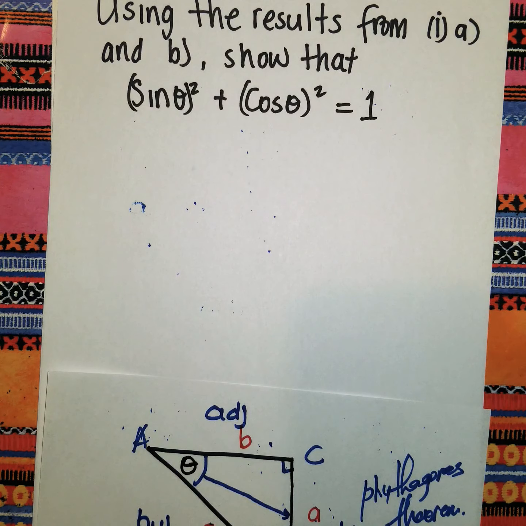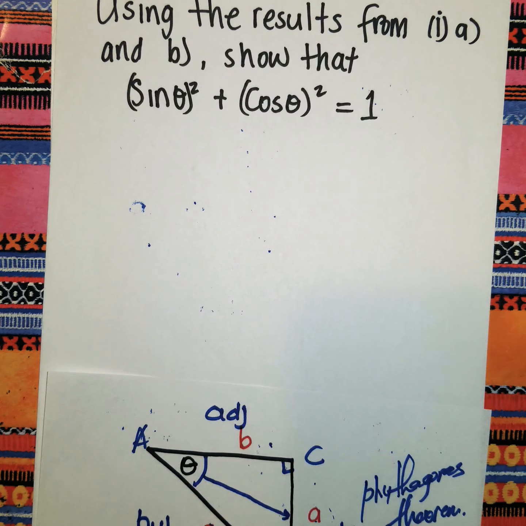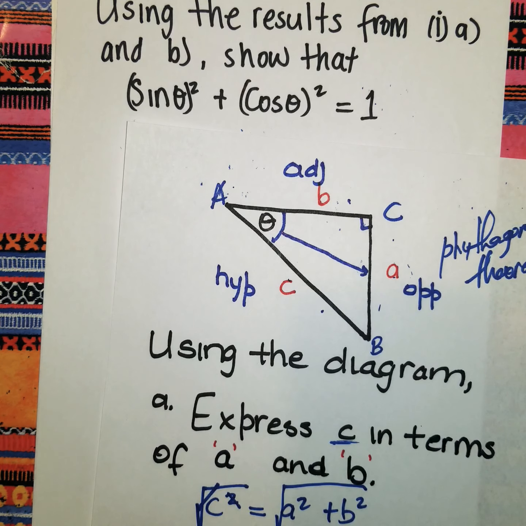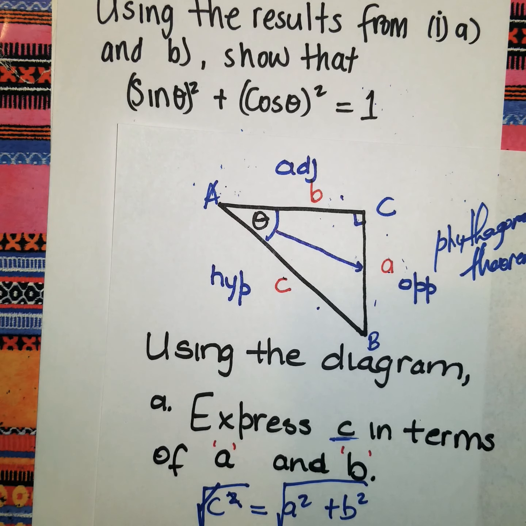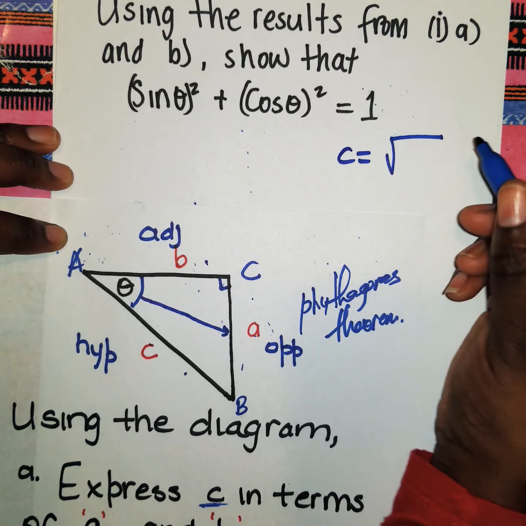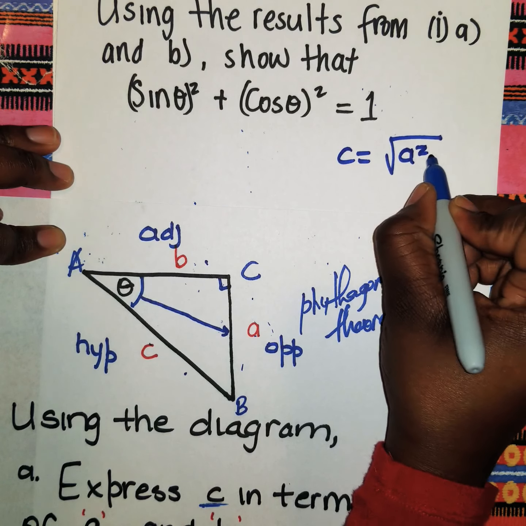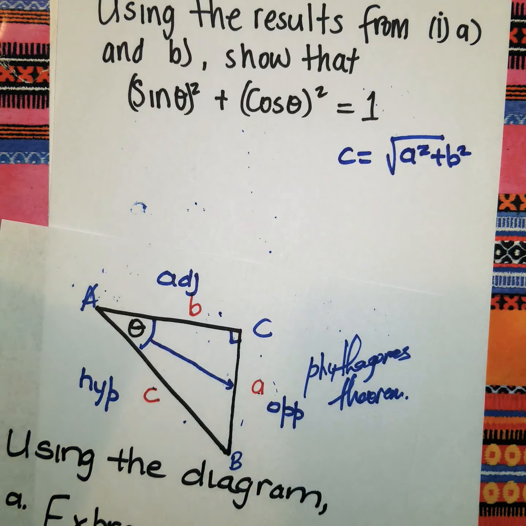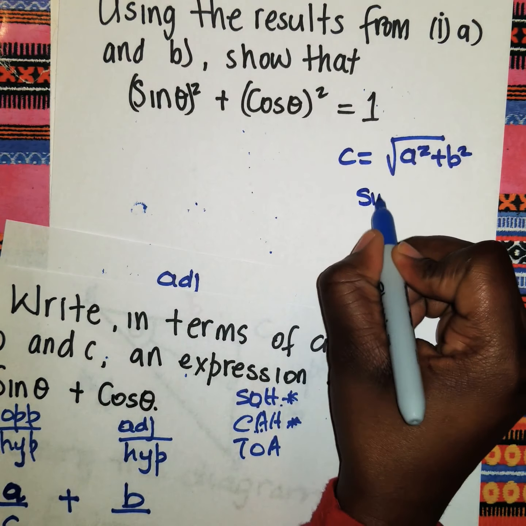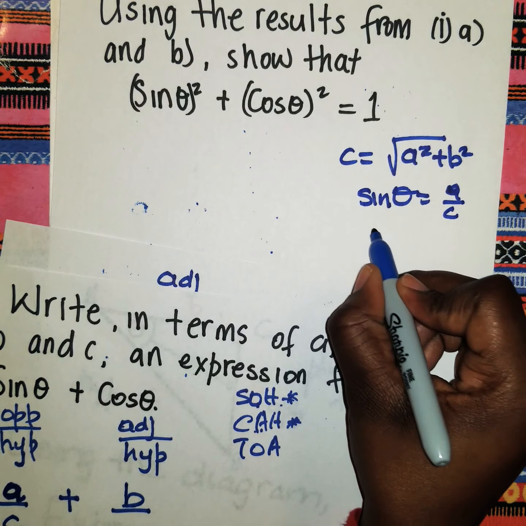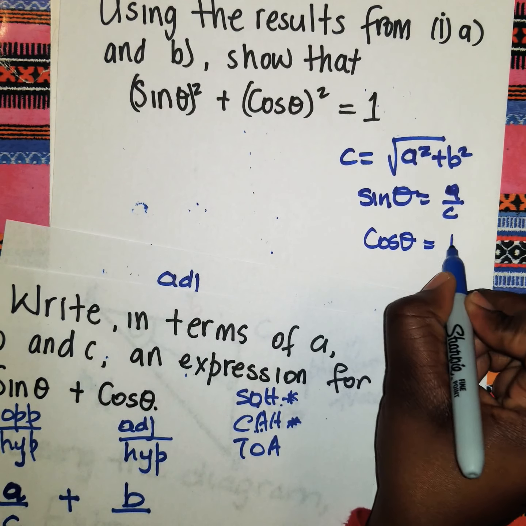So the next part of the question says, using the results from part 1A and B, meaning the answer that you got here for C equal whatever. So I'm going to put this on the paper here so we can move on from that page. So C is equal to the square root of A squared plus B squared. And the result we got from part B is that sine theta is equal to A over C and cos theta is equal to B over C.